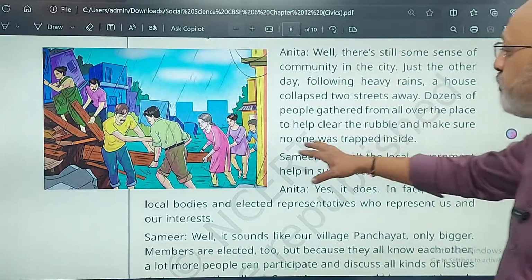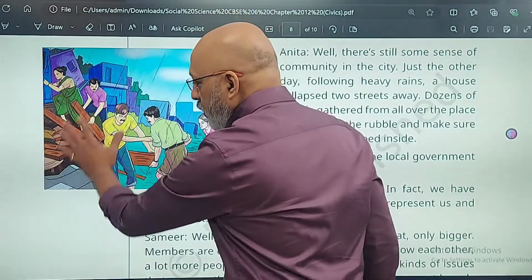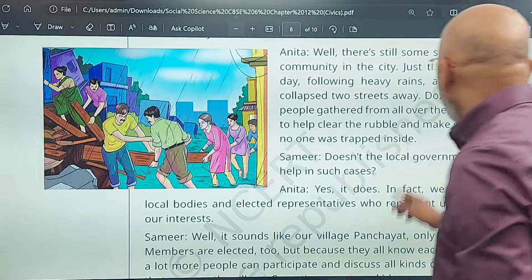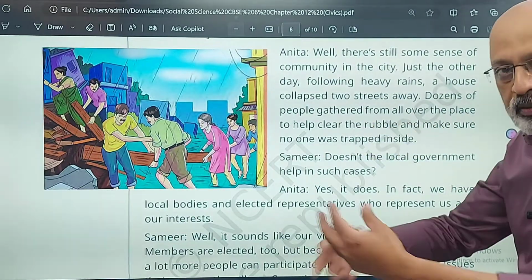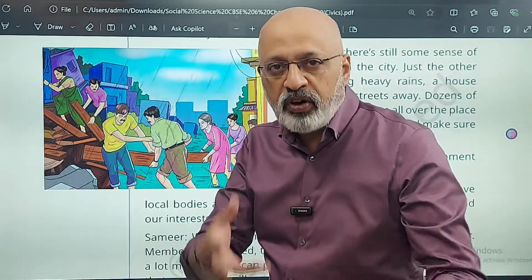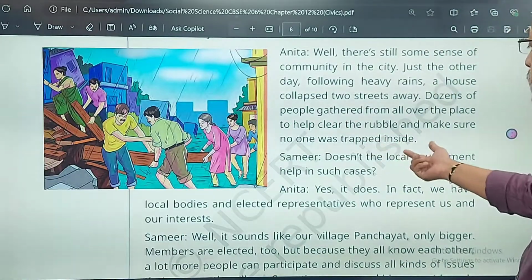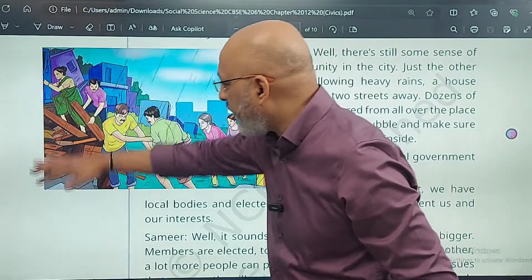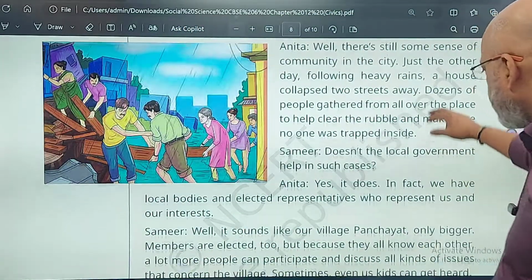Dozens of people came out to help the people whose house had collapsed. They're all helping them. People gather from all over the place to help clear the rubble, meaning all that collapsed material, the bricks, the furniture, everything, and make sure no one was trapped inside. Sometimes people can get trapped beneath the concrete, so they help them.